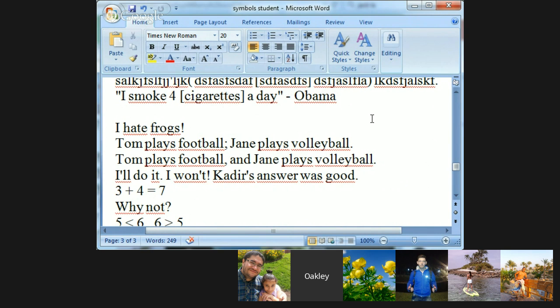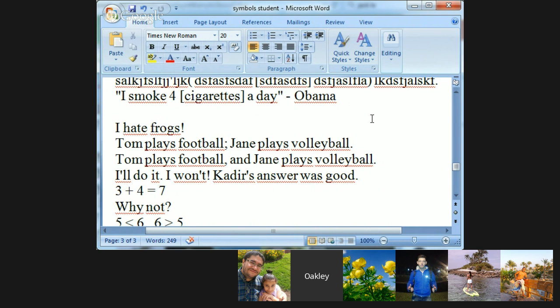There we go. There's ellipsis. Obama used ellipsis. He didn't speak the actual noun. You can't say for, the adjective number 4, without a noun. This is ellipsis. Okay, you're right. You would have to say I smoke 4 a day.